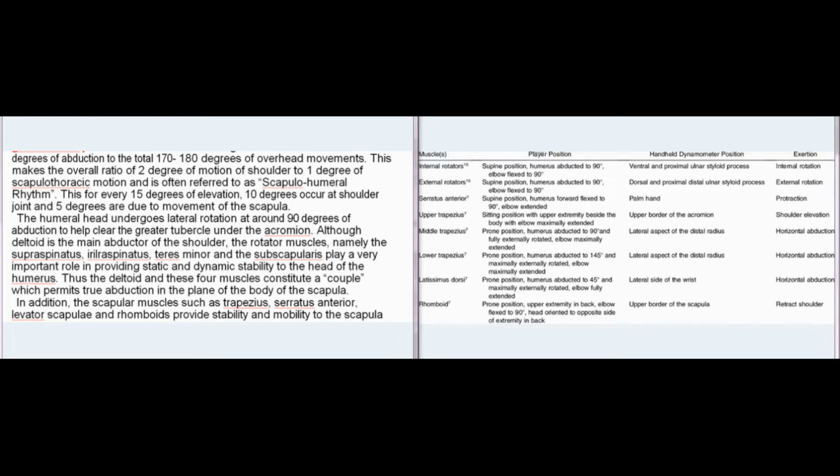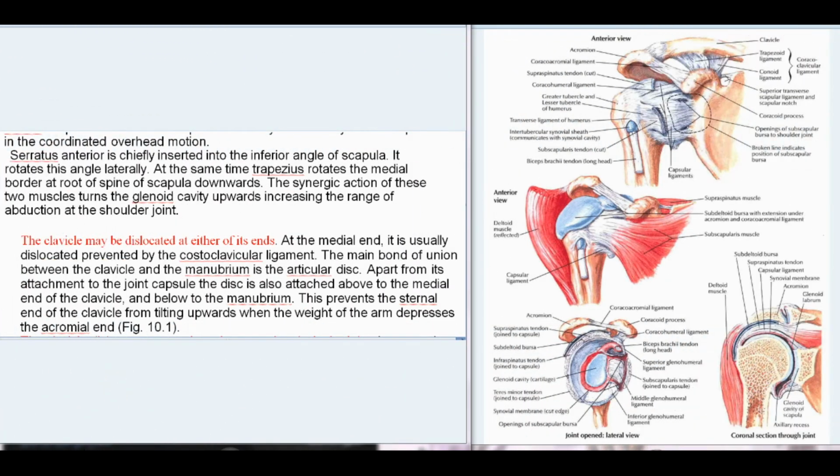scapula. In addition, the scapular muscles such as trapezius, serratus anterior, levator scapulae and rhomboids provide stability and mobility to the scapula in the coordinated overhead motion. Serratus anterior is chiefly inserted into the inferior angle of the scapula. It rotates this angle laterally. At the same time, trapezius rotates the medial border at the root of the spine of the scapula downwards. The synergic action of these two muscles turns the glenoid cavity upwards, increasing the range of abduction at the shoulder joint.